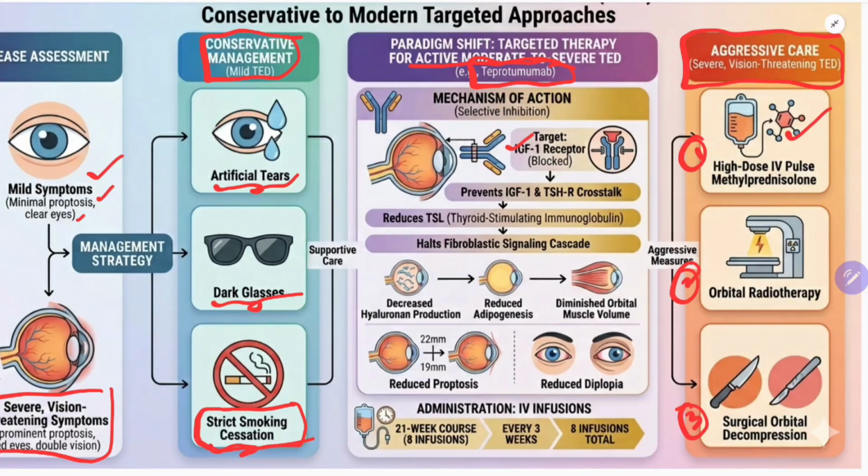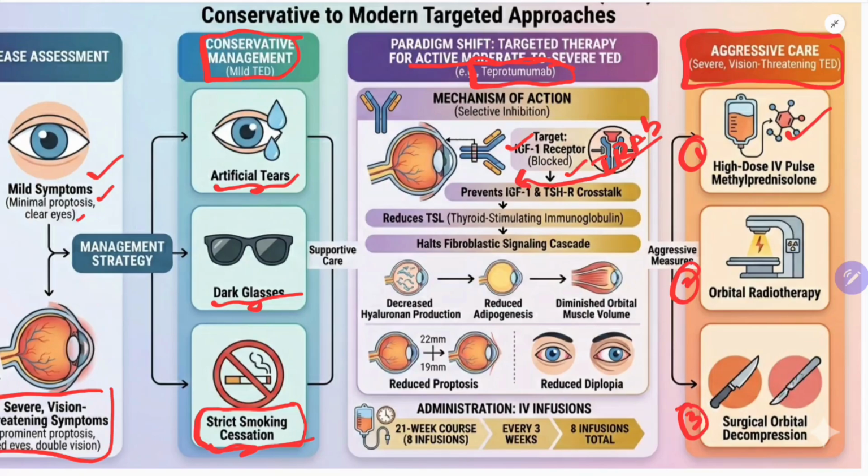Target is the insulin-like growth factor IGF-1 receptor blockage. So what will happen? It prevents IGF-1 and TSH receptor crosstalk. What is this crosstalk? Remember, when the thyroid receptor antibodies are acting on the thyroid TSH receptor, they are giving information to the IGF-1 receptor as well. They are stimulating the IGF receptor also collaterally. That is known as crosstalk.